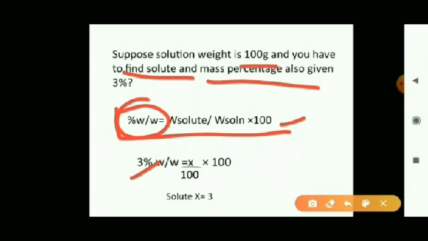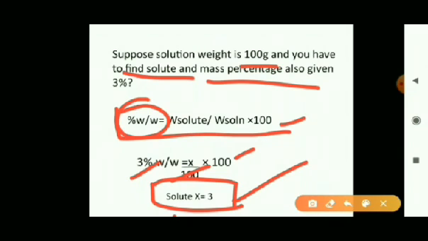And when we want to find a percentage, what we do is multiply by 100. When you multiply by this 100, this 100 will get cancelled, and X is equal to how much you will get? You will get 3. That is, X is your solute, and what we wanted to find was the solute. So solute is X, which we got, that is 3. Understood? This is how we calculate percentage weight by weight.